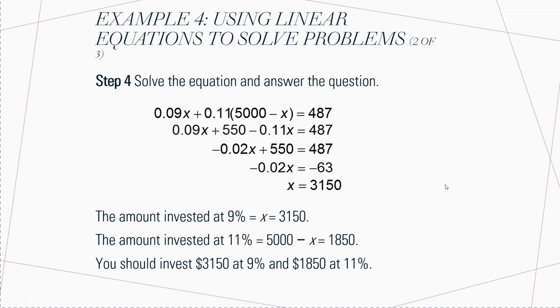All right, so solve the equation. Let's answer the question. You can see I have the equation set up here. All you're going to do is distribute to solve. So you get 0.09x plus 11% of 5,000 is 550 minus 0.11x is equal to 487. You're going to combine like terms here.